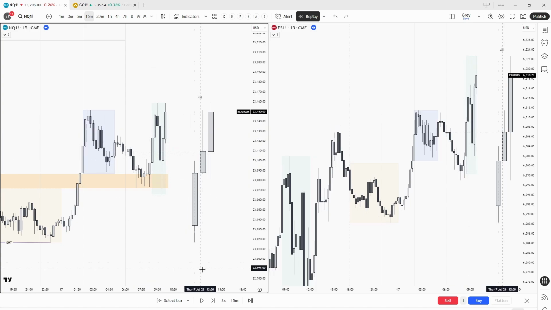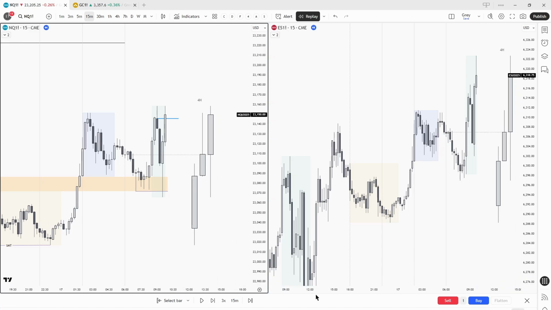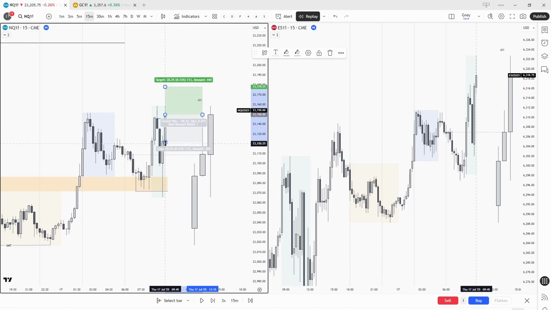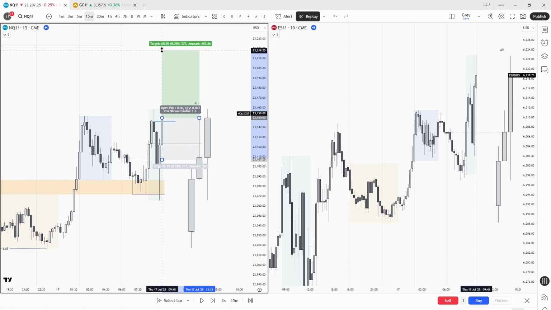We manipulated lower, and now we have closed above the consecutive series of down close candles, confirming the change in the state of delivery since we were near the 10M open. So I executed here on the next candle, my stop loss below here, below the 50%, and I targeted 2R.